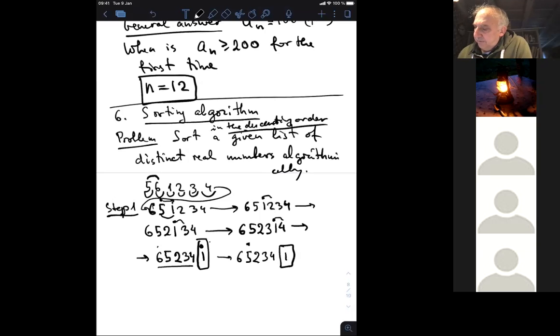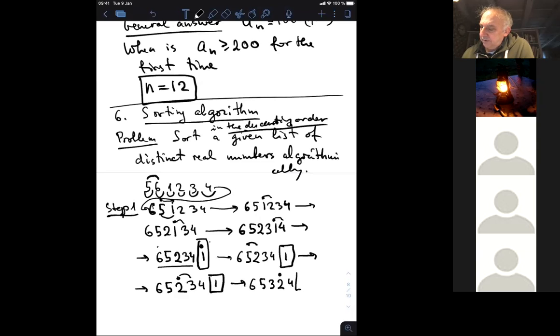So we're comparing 5 and 2, still good. The bubble is passed on, 6, 5, 2. The bubble is here, 3, 4, and 1 is fixed. Now we're comparing 2 and 3, not good. So we have to switch them around, 6, 5, 3, 2. The bubble is here in 4 and 1. Now we're comparing 2 and 4.